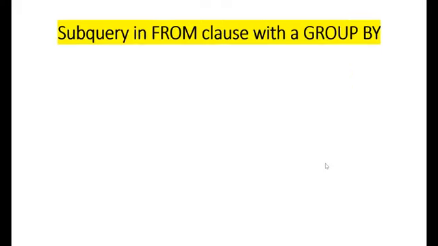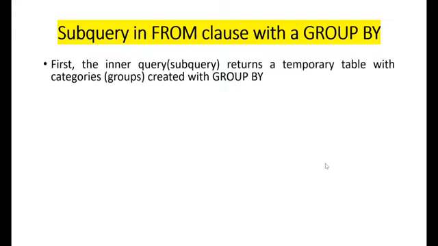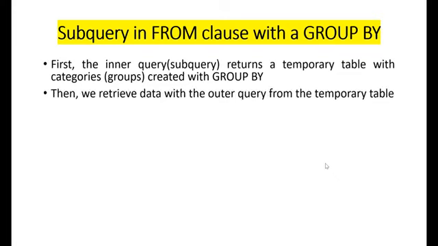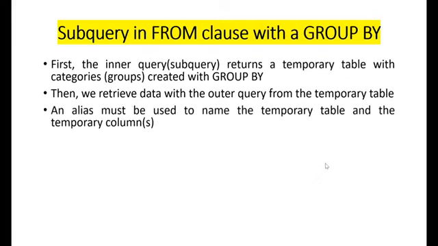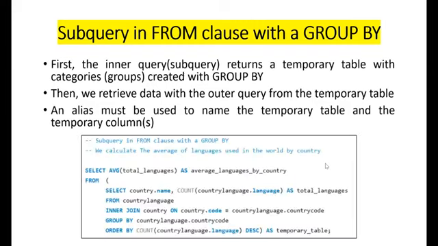The second type is the subquery in from clause with group by. First, the inner query, which is the subquery, returns a temporary table with categories or groups created with group by. Then after that, we retrieve data with the outer query from the temporary table. An alias must be used to name the temporary table and the temporary column or columns, depends on the task. Here we have an example.